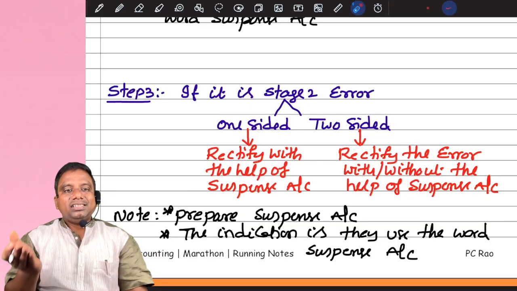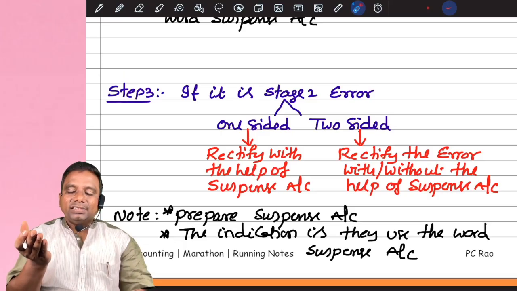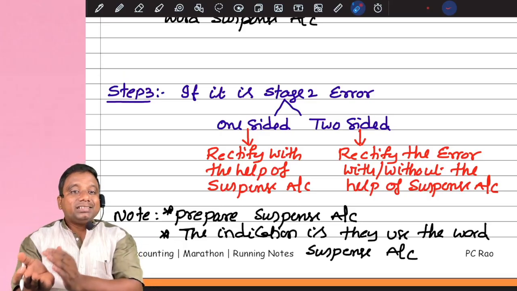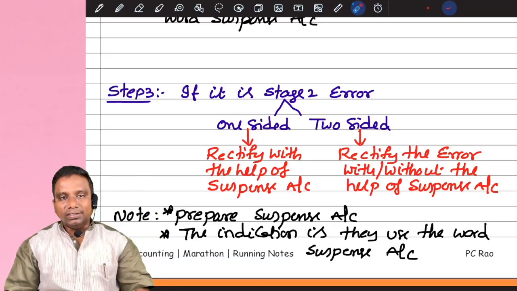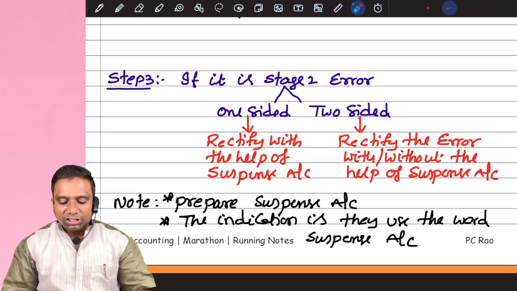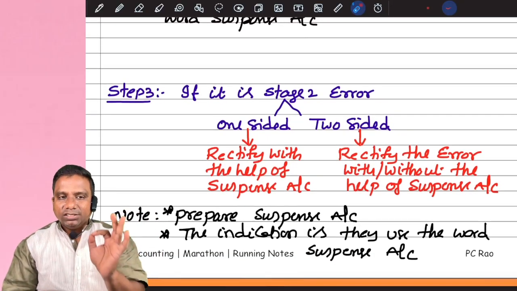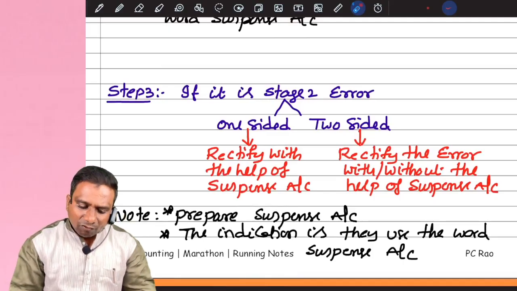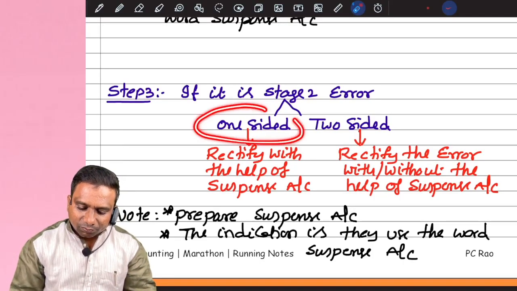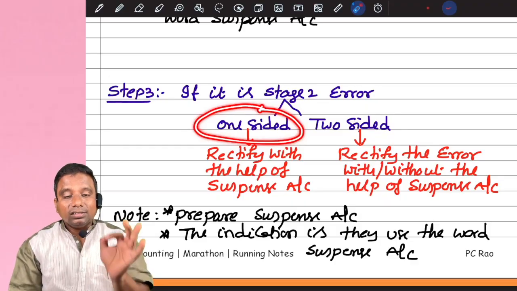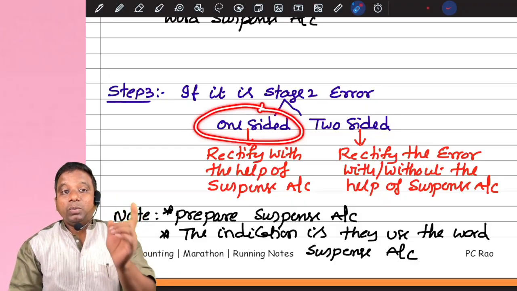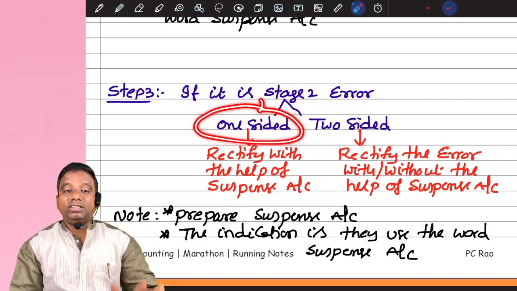Suppose credit side is more, the excess credit we transfer to the suspense account, which means suspense account shows debit balance. Okay, so check in stage 2 whether it is a one sided error. If it is a one sided error, the error gets rectified by writing a complete rectification entry.